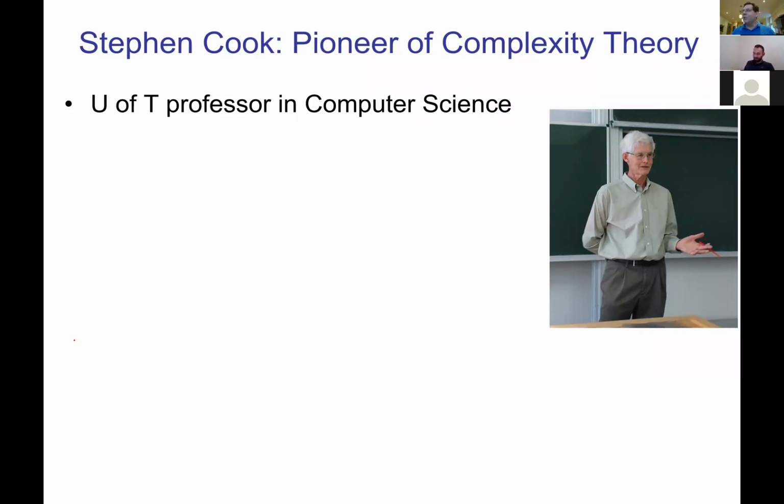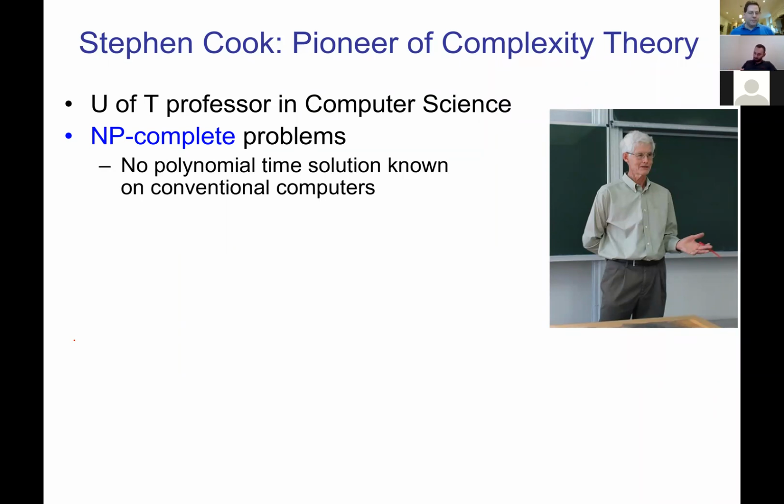So for others who are too shy to jump in, I'm gonna tell you a bit about him. Okay, so he came up with basically the theory of what are called NP-complete problems, which I just gave you a kind of an informal definition of. So basically an NP-complete problem means not polynomial. So no polynomial time solution is known on conventional computers. So those are the kind of computers that we use today, not quantum computers, regular computers.